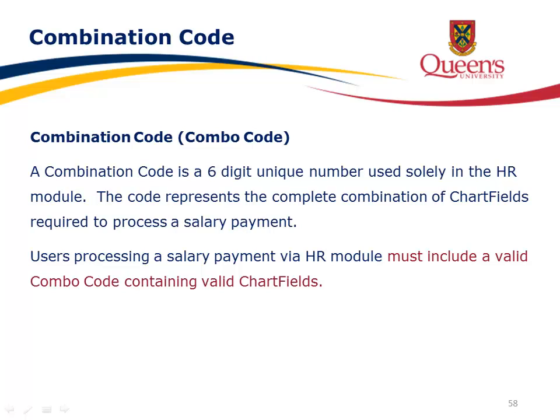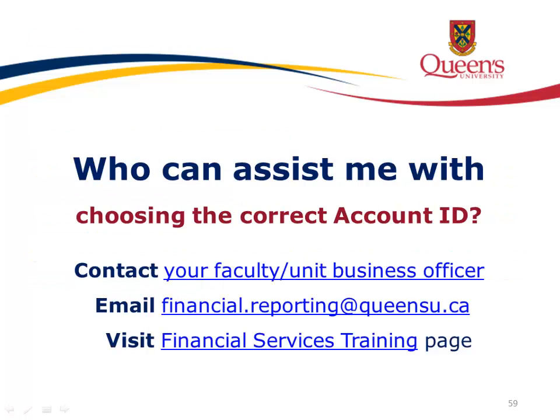Combination code, or combo code, is another term you will hear when working with the HR payroll system. A combination code is a 6-digit unique number used solely in the HR module. The code represents the complete combination of chart fields required to process a salary payment. Users processing a salary payment by way of the HR module must include a valid combo code containing valid chart fields.